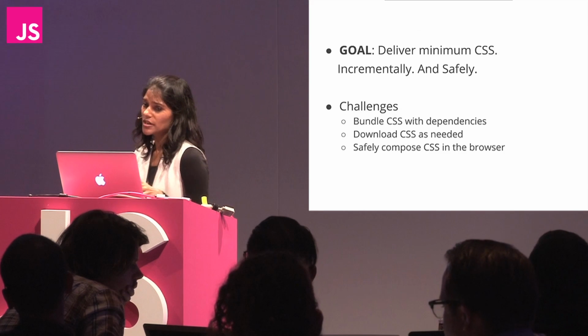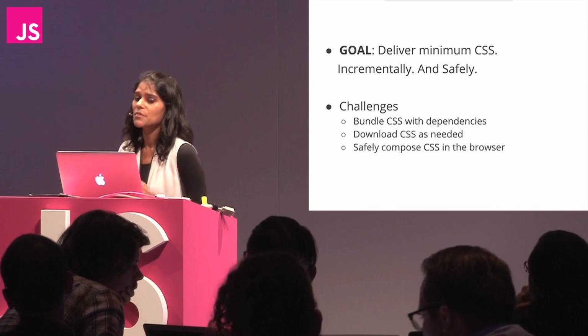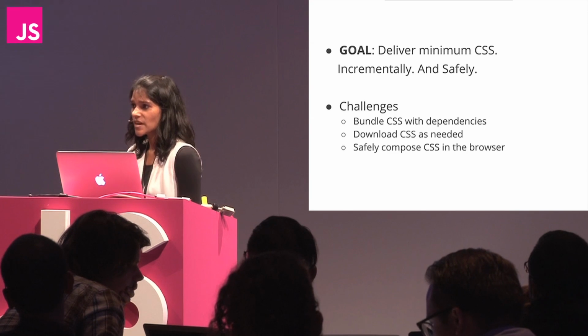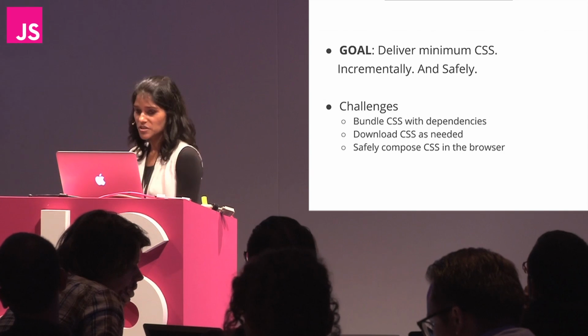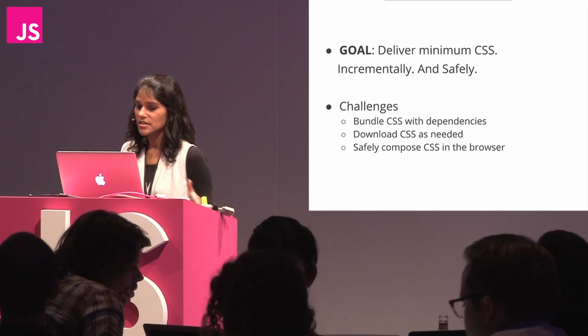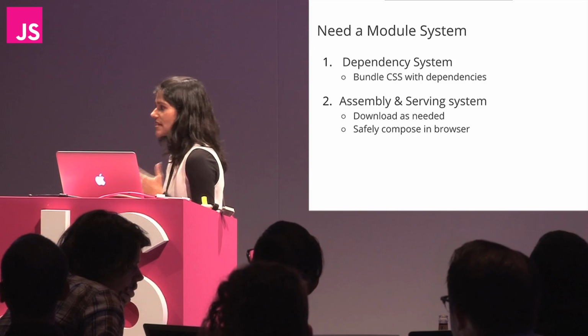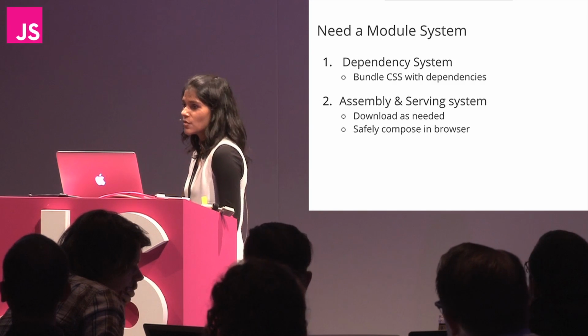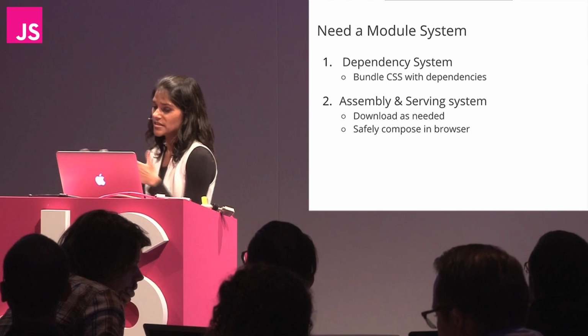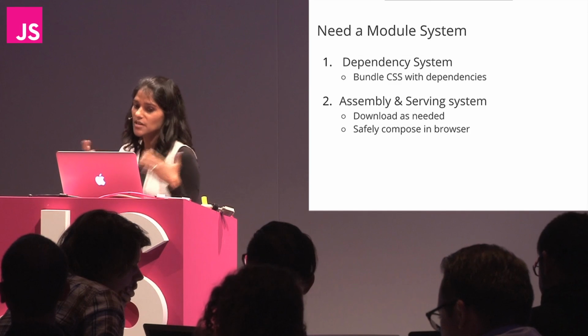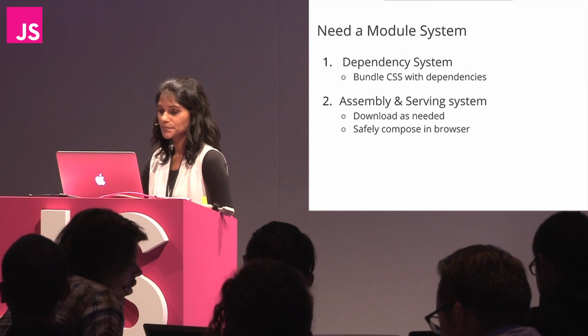So we recap our goal here as we want to deliver the minimum amount of CSS. We want to do it incrementally and safely. And the challenges are bundling the CSS with its dependencies, downloading it as needed, and safely composing it. So we're really saying what we want is a module system. We want a dependency system so we can bundle all the CSS with its deps. We want an assembly and serving system so we can download it and safely compose it.